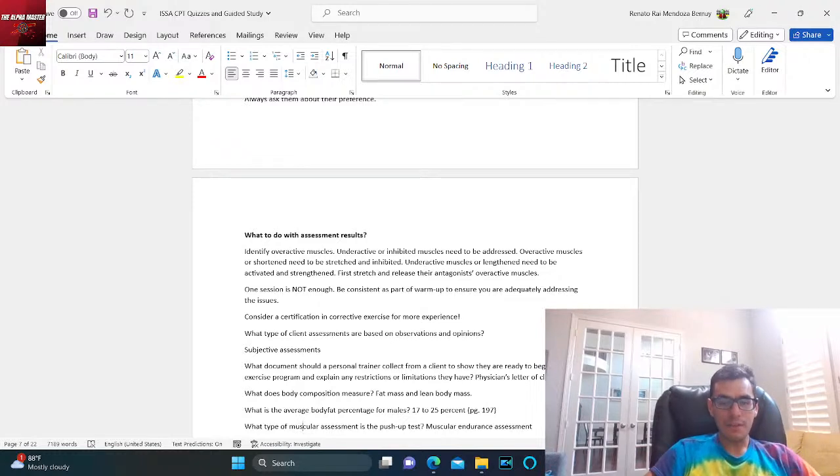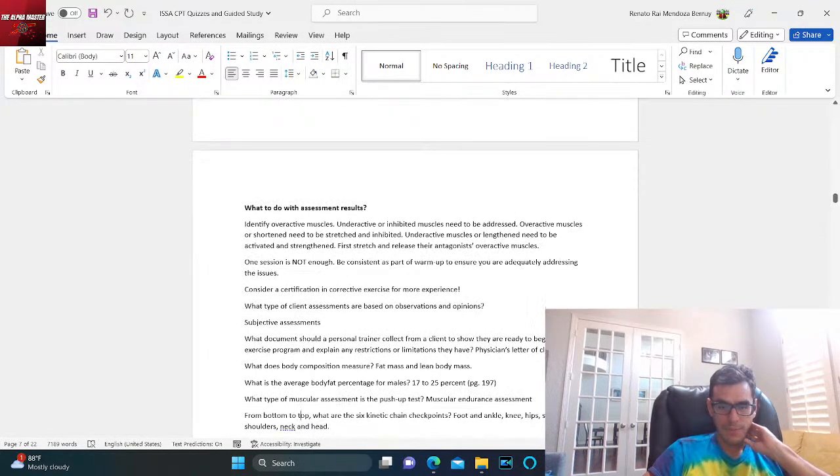What type of muscular assessment is the push-up test? Muscular endurance assessment is going to be the push-up test. The push-up test is the muscular endurance assessment.